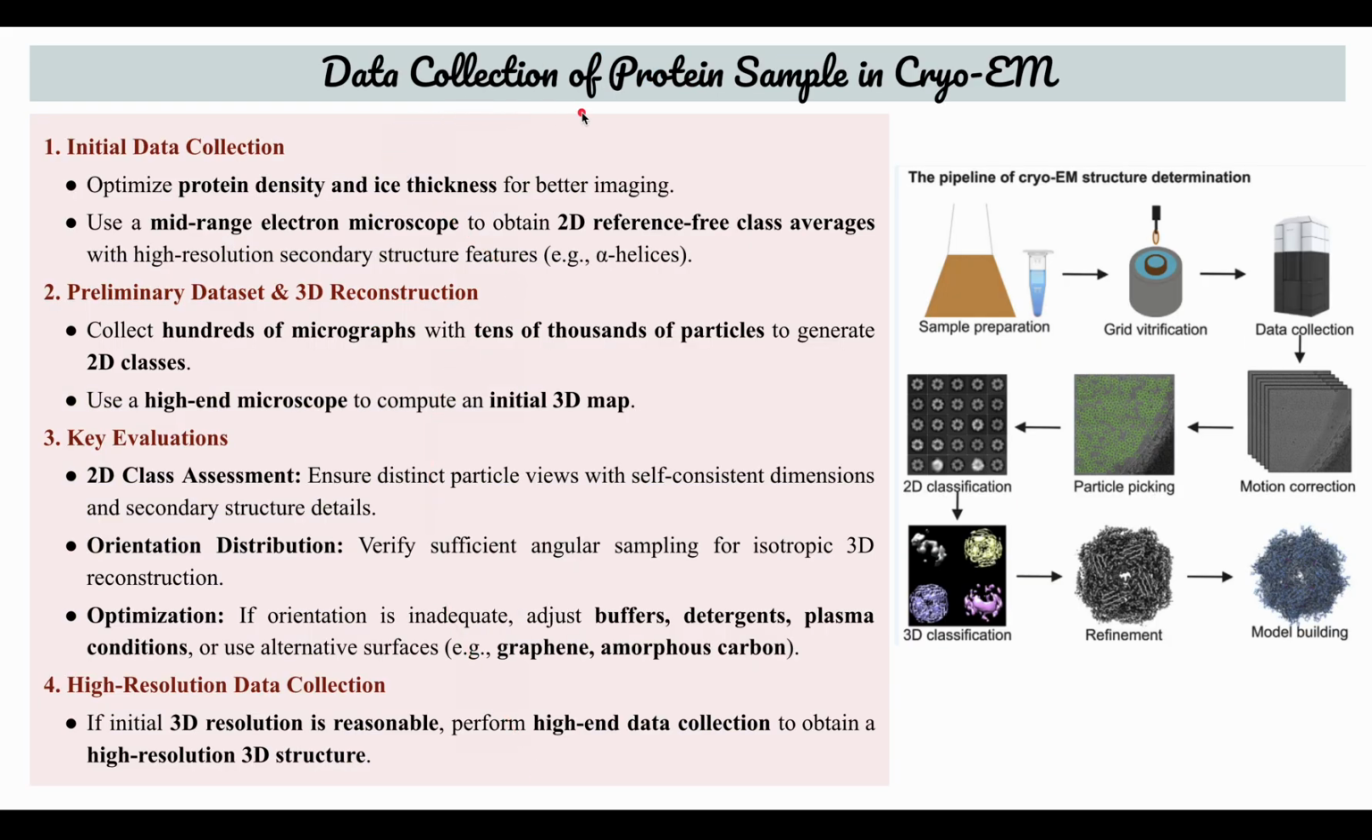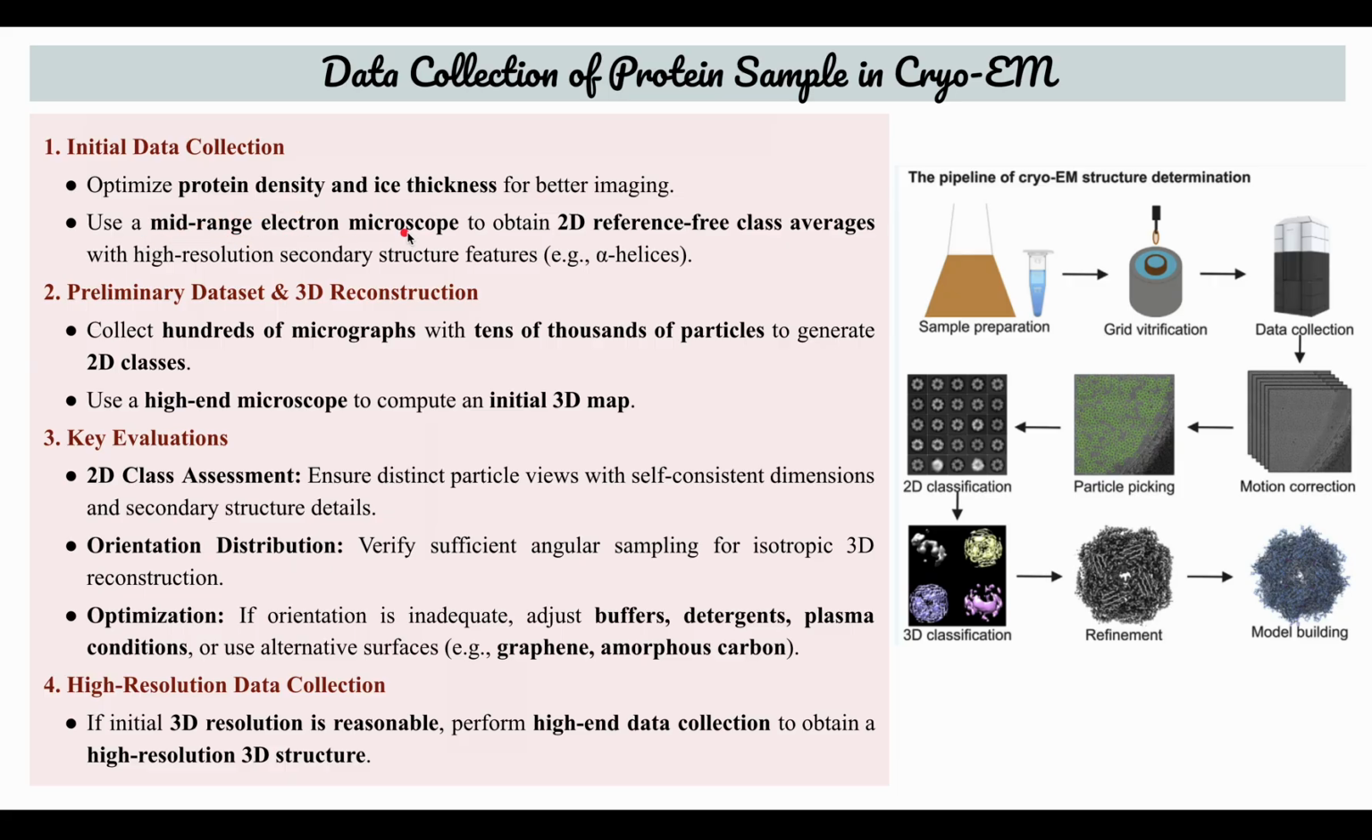Now comes data collection of a protein sample in cryo-EM. Now detectors have collected your electrons which are coming after striking the specimen. After detection, how do we collect the data? Initial data collection optimizes the protein density and ice thickness for better imaging. We need to keep in mind that our sample should be homogeneous, and the specimen used should be very thin so that better images can be produced.